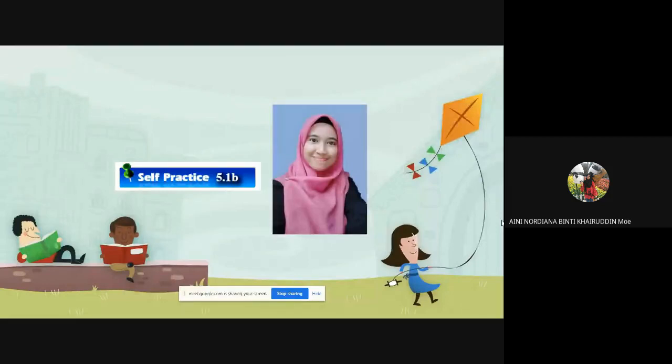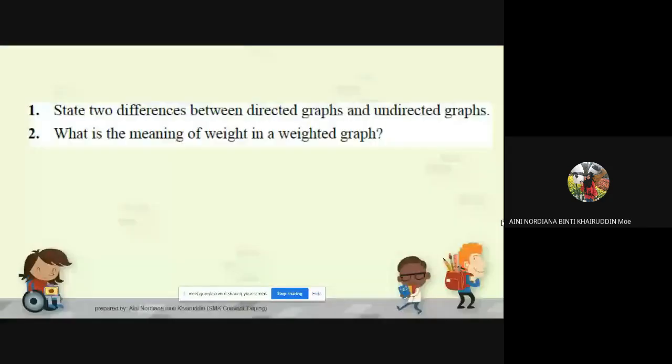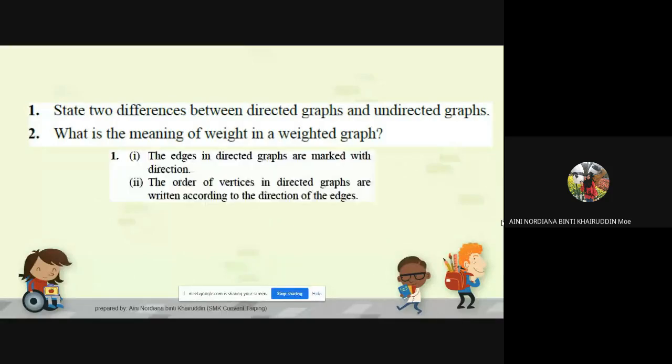Okay, self-practice 5.1b. Question number 1. State two differences between directed graph and undirected graph. So the answer, the first one, the edges in directed graph are marked with direction. Second one, the order of vertices in directed graph are written according to the direction of the edges. So this is the answer for question number 1.